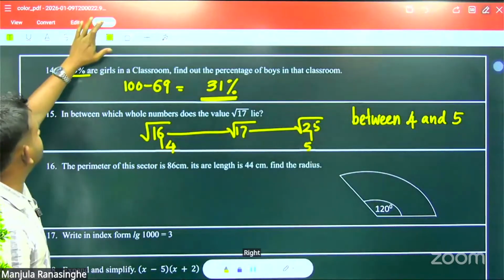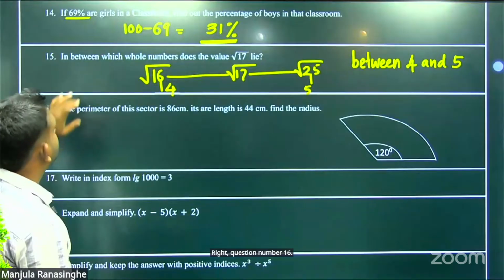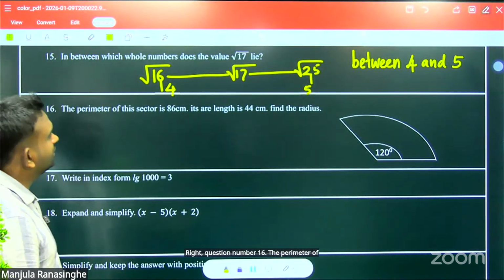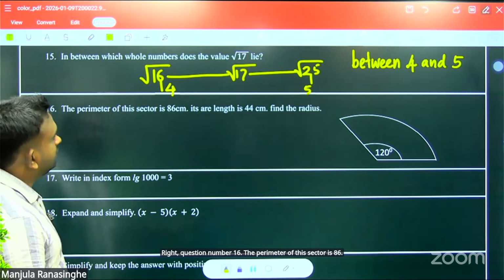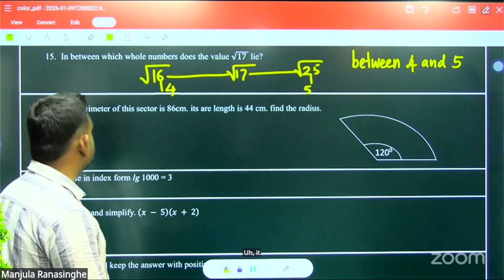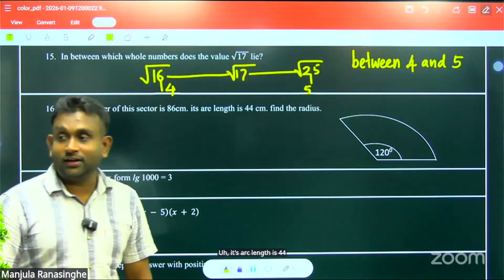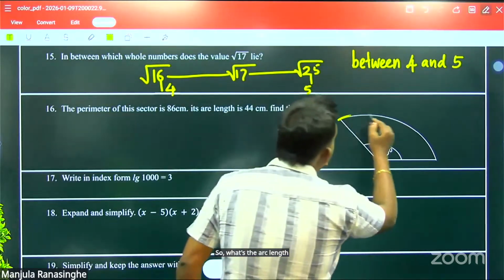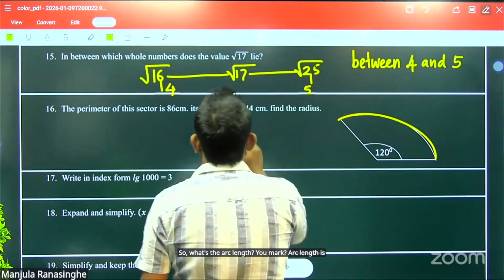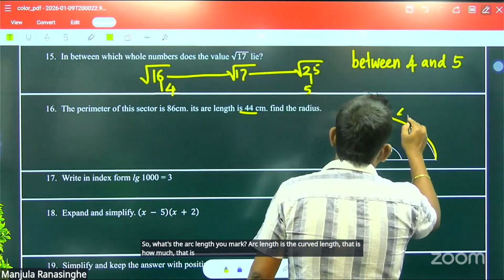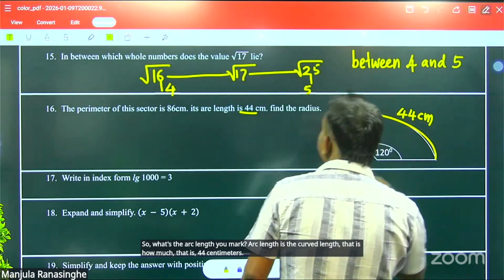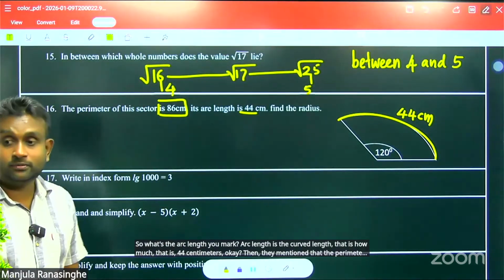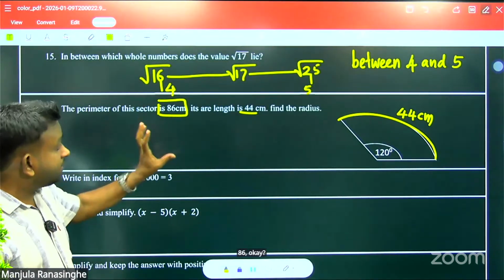Right. Question number 16. The perimeter of this sector is 86. Its arc length is 44. Find the radius. First lesson. So what's the arc length? You mark it. Arc length is this curved length. That is 44 centimeters. Then they mention that the perimeter is 86. Then from the perimeter, what?